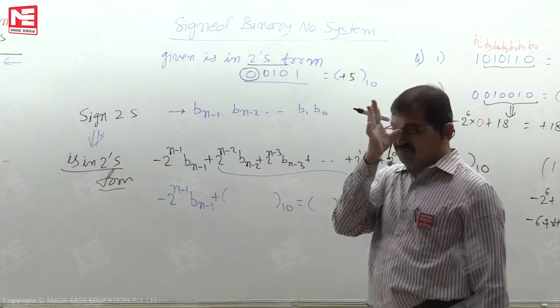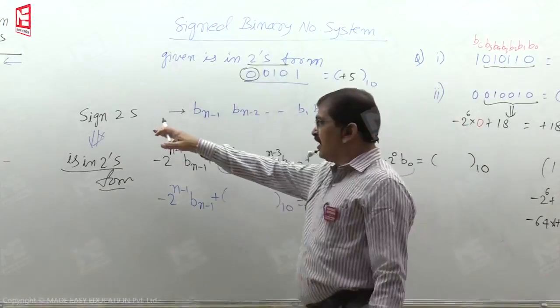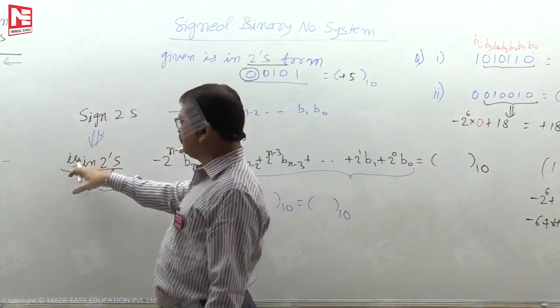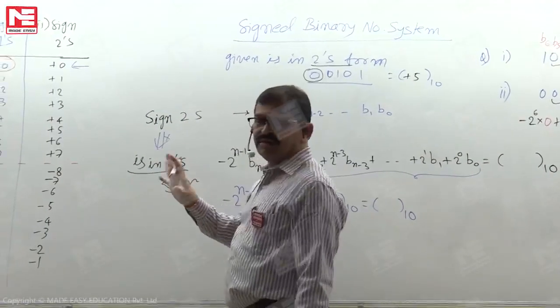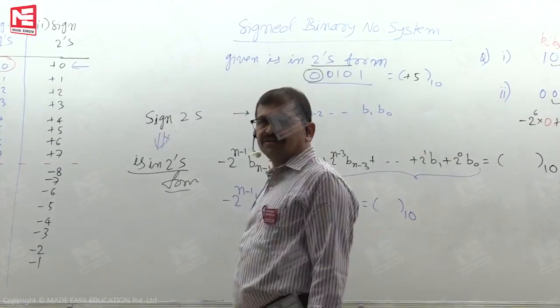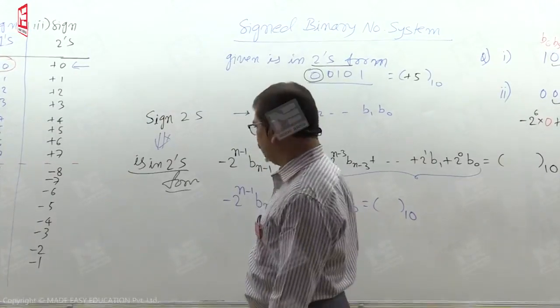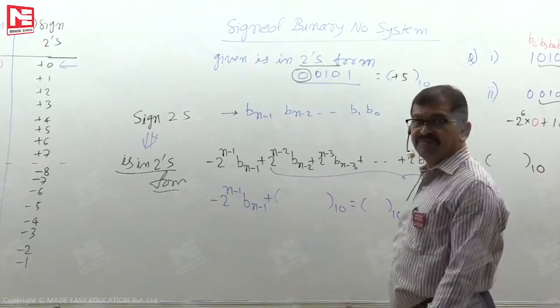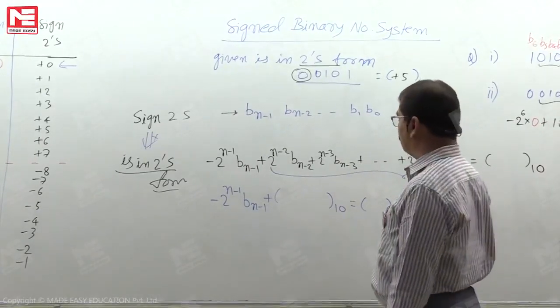So this sort of care we need to take. Again, whether it is mentioned as sign 2's complement or simply as 2's complement, the default indication is always signed only. The same statement is valid even for the 1's complement case.